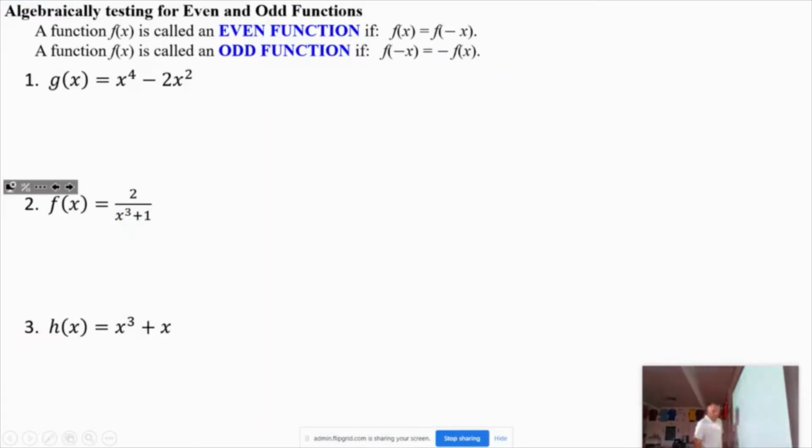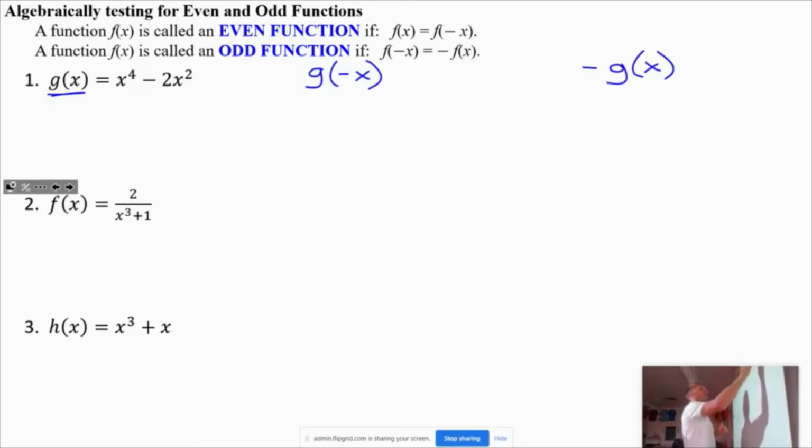Now let's jump into it. So here I have some functions. I'll start off up at the top. g of x. This is my original column right here. So g of x, it's already written. Great, I'm done the first column already. My second column is going to be g of negative x. My third column will be negative g of x. All right, and let's see where these take us.